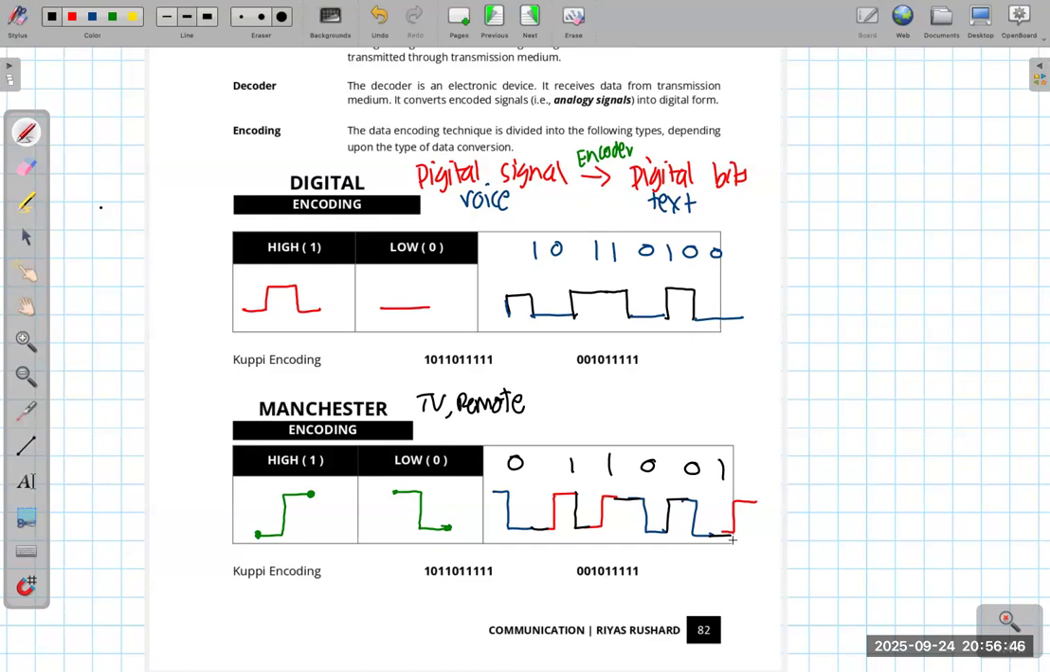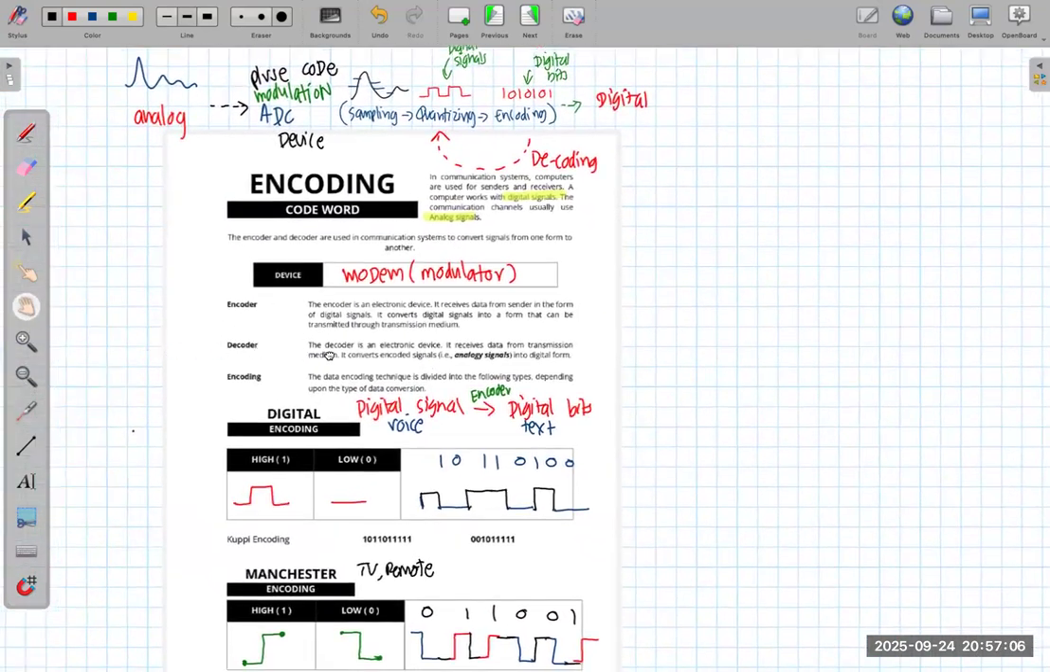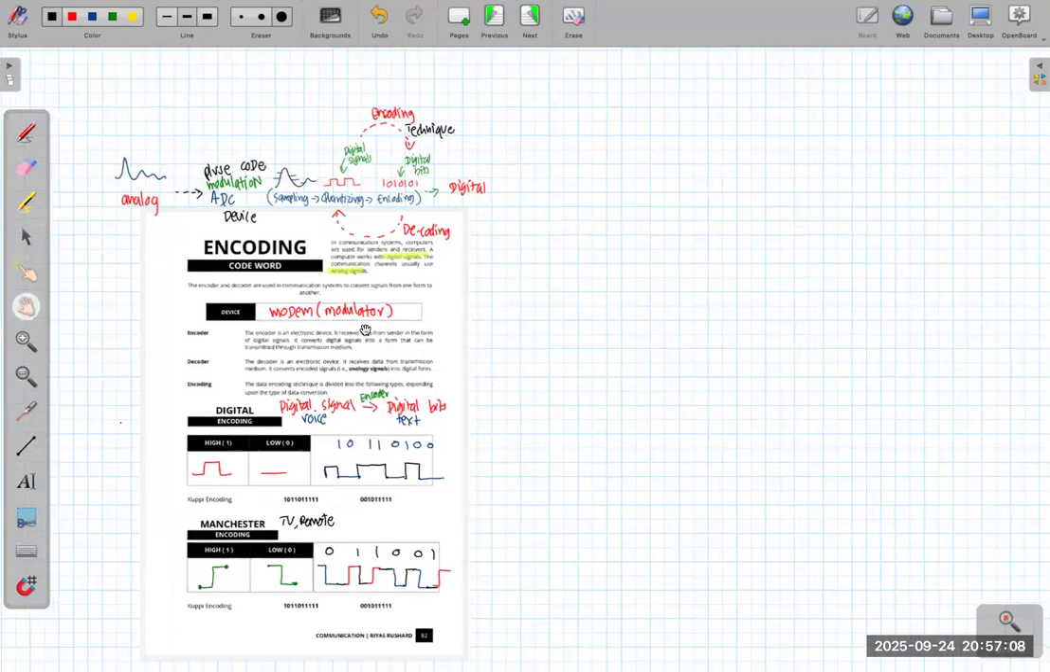Good, understood. Manchester encoding and differential Manchester encoding. Okay, it's all about mapping it. Done. Easy. Okay, not that difficult. It's a small technique. Let's mark it nicely.